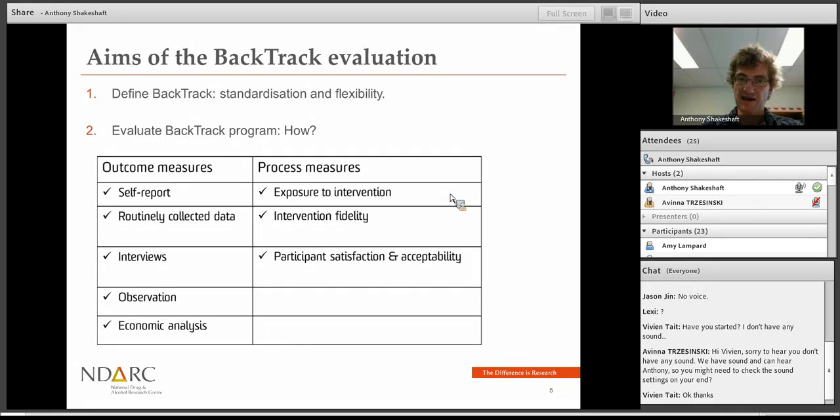And then in the next column there, you can see there's a whole series of process measures. So things like how many kids got all the intervention components, was the intervention delivered as it should have been? It's one thing to say, here's the intervention, but then we need to be sure that it is actually delivered in the way it should be. And then things like staff and clients' satisfaction and acceptability. So are they happy enough with the program? So they're all the sorts of measures we came up with.